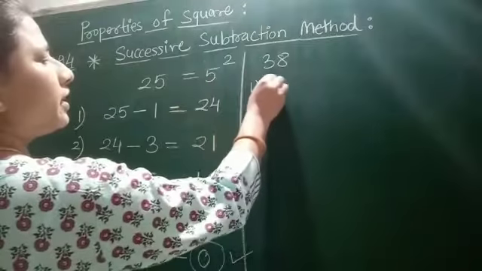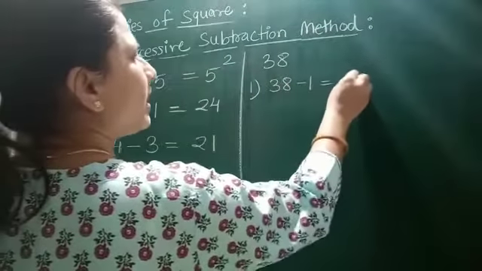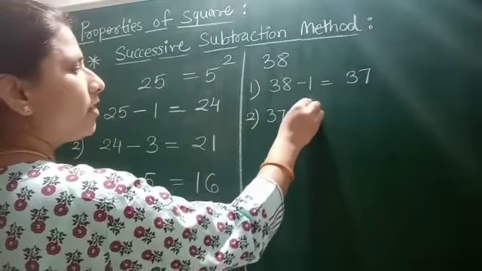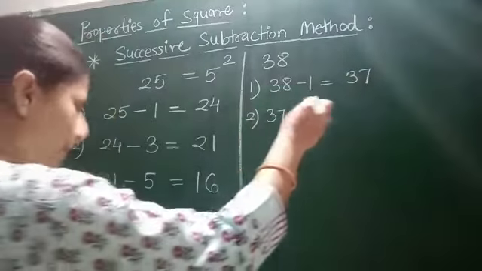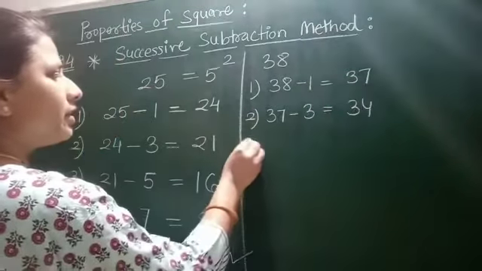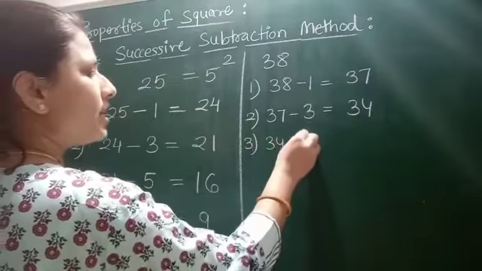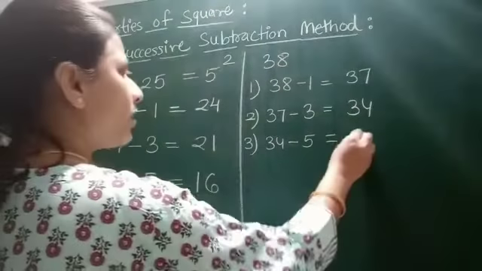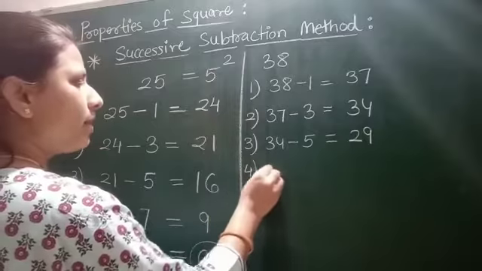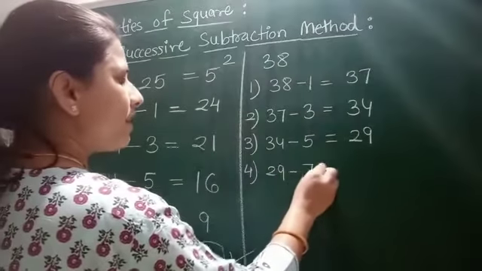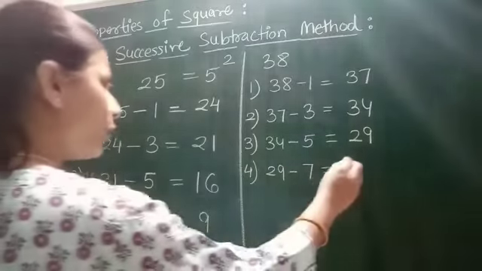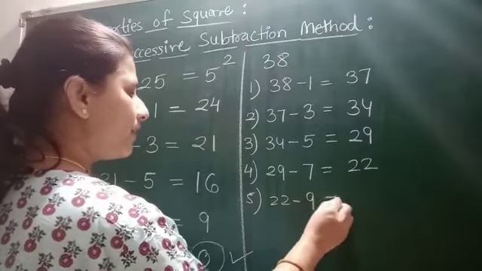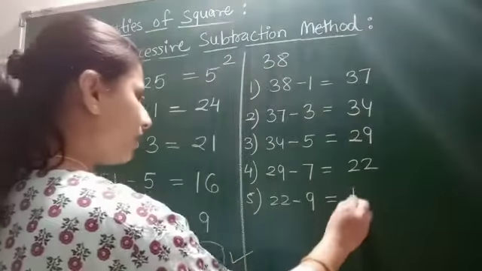First step, 38 minus 1, we will get 37. Second step, 37 minus the odd number after 1, 3. What will we get? We will get 34. Third step, 34 minus; after 3, which odd number will come? 5. 34 minus 5, we will get 29. Fourth step, 29 minus 7. Yes, what will we get? We will get 22. And then fifth step, 22 minus 9. And 22 minus 9, we will get 13.